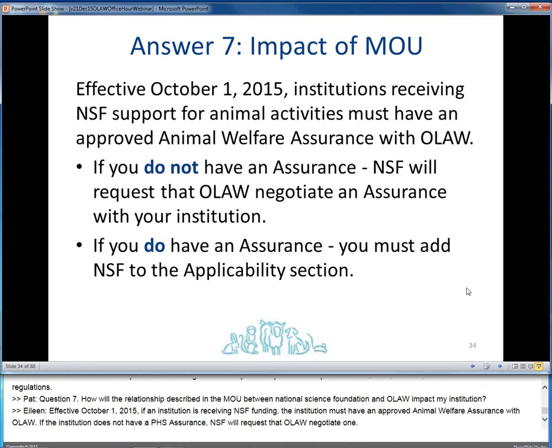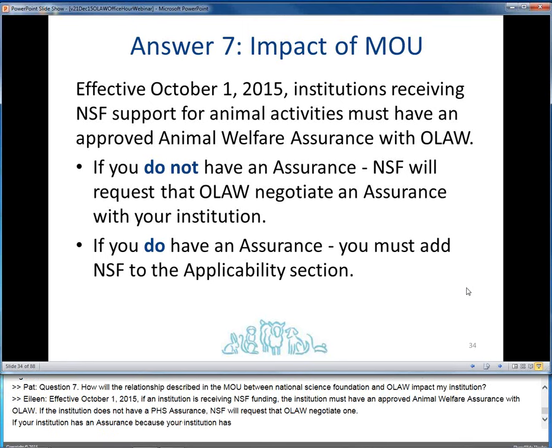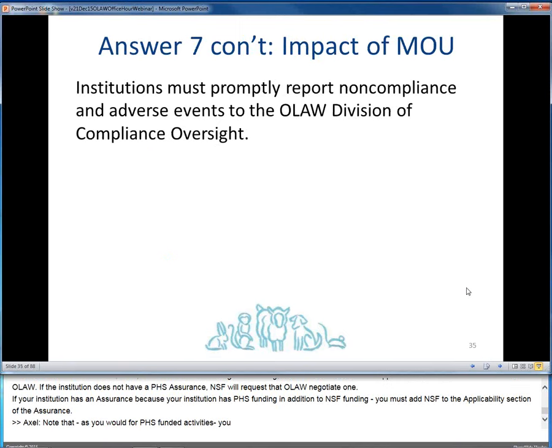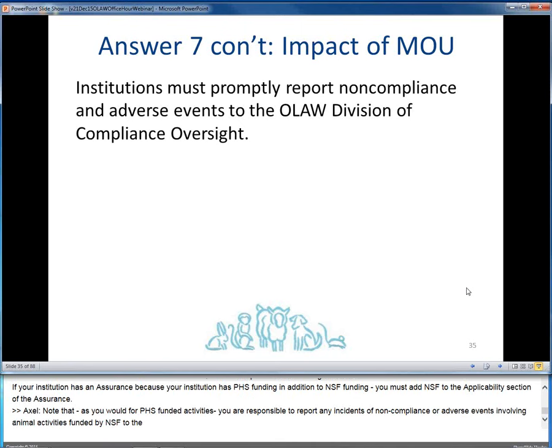If your institution has an assurance, because your institution has PHS funding in addition to NSF funding, you must add NSF to the applicability section of the assurance. Note that, as you would for PHS-funded activities, you are responsible to report any incidents of noncompliance or adverse events involving animal activities funded by NSF to the OLAW Division of Compliance Oversight.